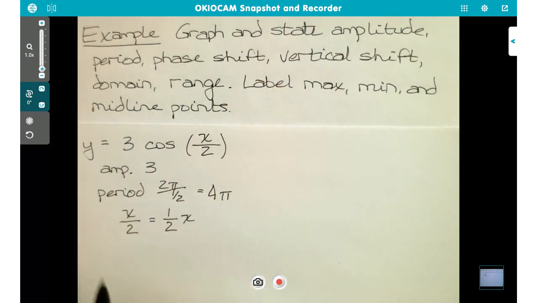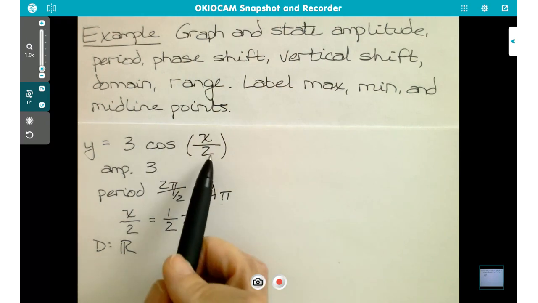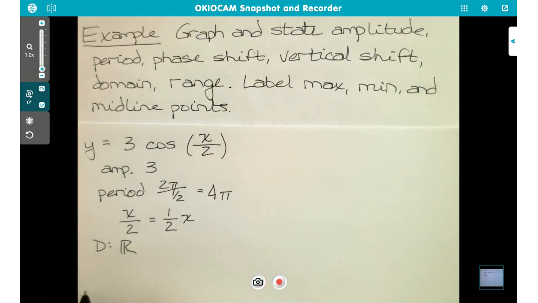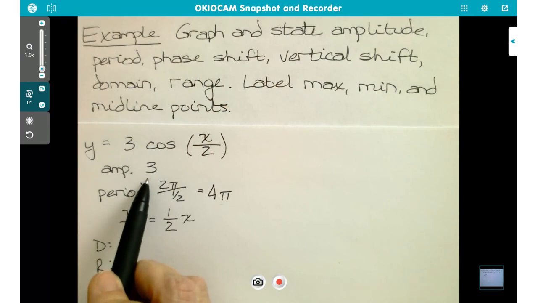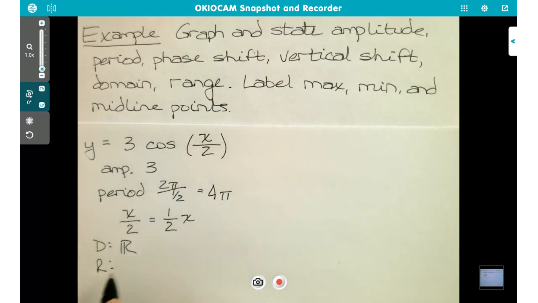Domain, the domain for any sinusoid is all real numbers. We can run into some weirdness if we have 1 over x or something here, but we're not going to see those for our purposes right now. The range, well, the range of a normal generic cosine x function is -1 to 1, but my amplitude is 3. So I'm going to stretch that. My lowest y value will now be -3. Highest one is +3. And that's the end of the list.